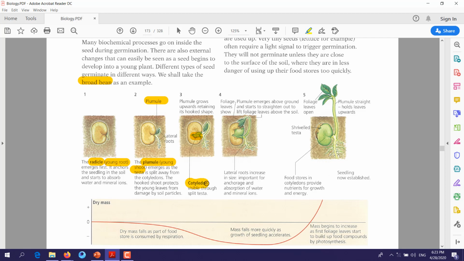So the plumule grows upward, retaining its hooked shape. The cotyledon shows. Then, as you can see here, if you compare these two parts, the plumule keeps growing, and the head of it is hooked. It has a hook shape.